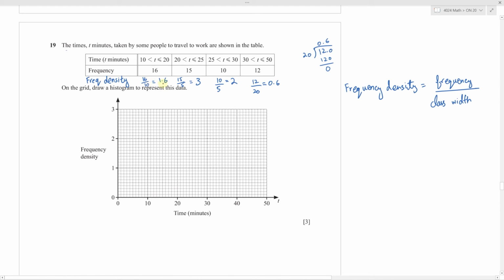So your first value is 1.6 for class interval 10 to 20. So 10 to 20 and 1.5 is this. So 1.6 will be this one. So I'll draw a line here between 10 and 20. Next value is 3. So 3 is this on the top, and your interval is 20 to 25. So 25 is the middle value here. So let me draw this.